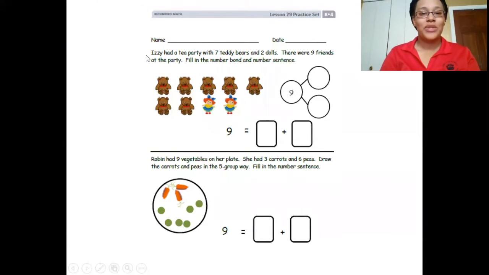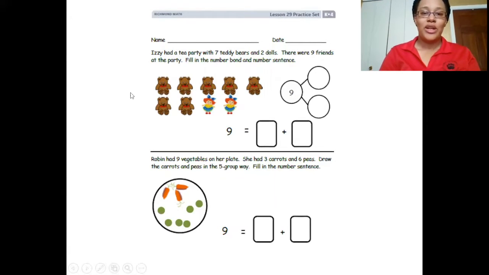Okay, so this one says, Izzy had a tea party with 7 teddy bears and 2 dolls. There were 9 friends at the party. You're going to fill in your number bond and your number sentence. Now, this one already has our whole filled in because we started off with 9 friends at the party. So now we're going to fill in our parts. So it says 9 equals blank plus blank.